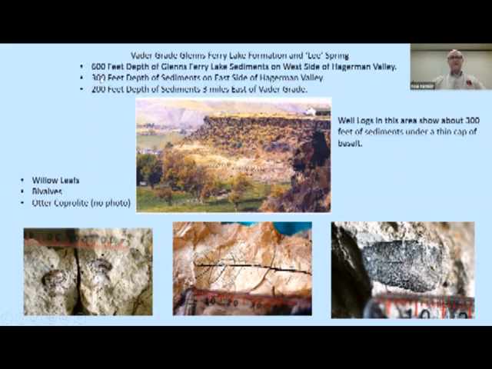And then their wells are open in tertiary basalts underneath these sediments, so quite deep. They had to go deep to get water in this area. We found fossils and bivalves, willow leaves, and otter coprolites in this outcrop. And that outcrop is located right here.